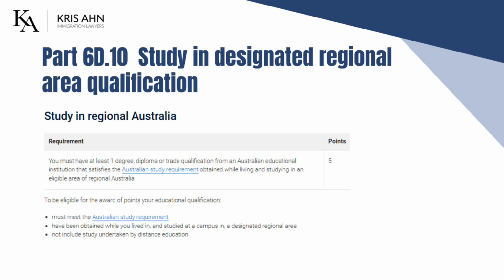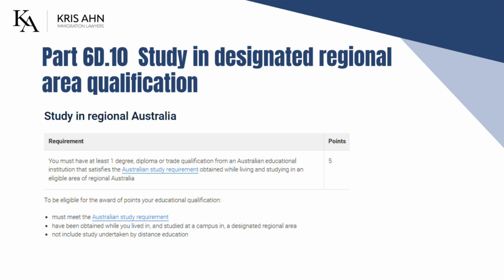University of Newcastle. Let's say she lived in Newcastle. Is that a designated regional area? She studied this Master of Philosophy in Newcastle and she completed it there. So that's the one degree. And yes, she completed it. She did the Australian study requirement through that degree.